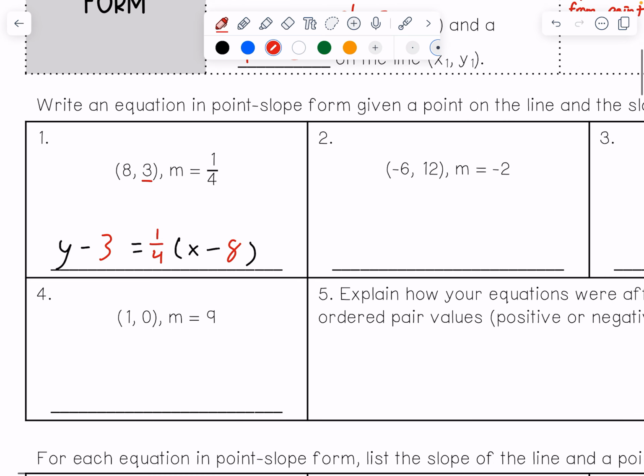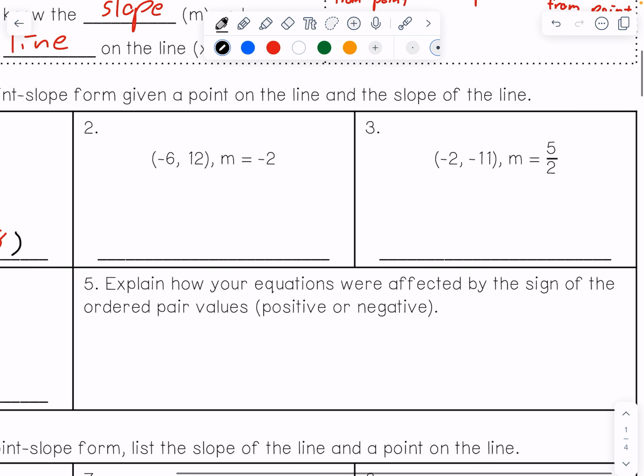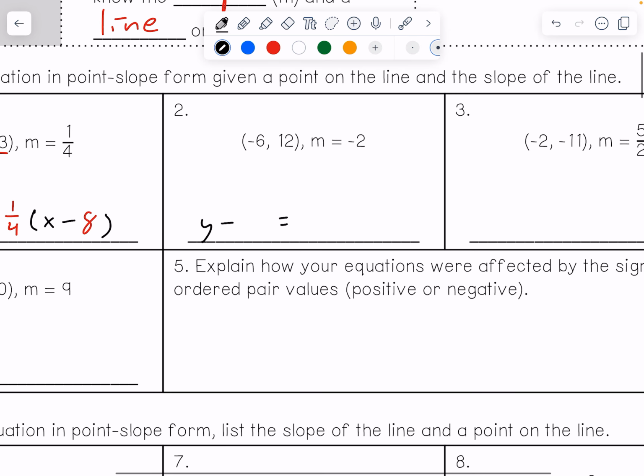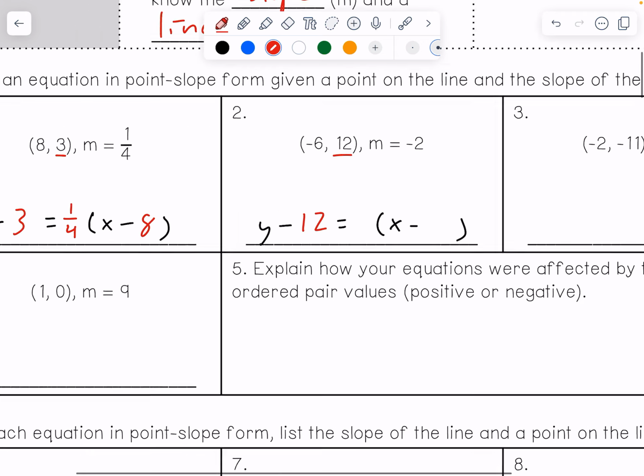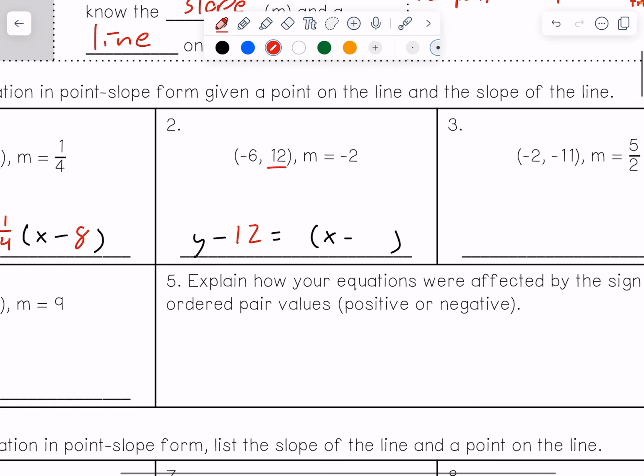Again, we're always going to start with a y and a minus. The equals is always going to stay the same. Parentheses, x minus, and close our parentheses. And then we fill in the blanks. Y is going to start with the 12. That's my y value. My slope is the negative 2. That's always going to go in the middle. And last but not least is the negative 6.